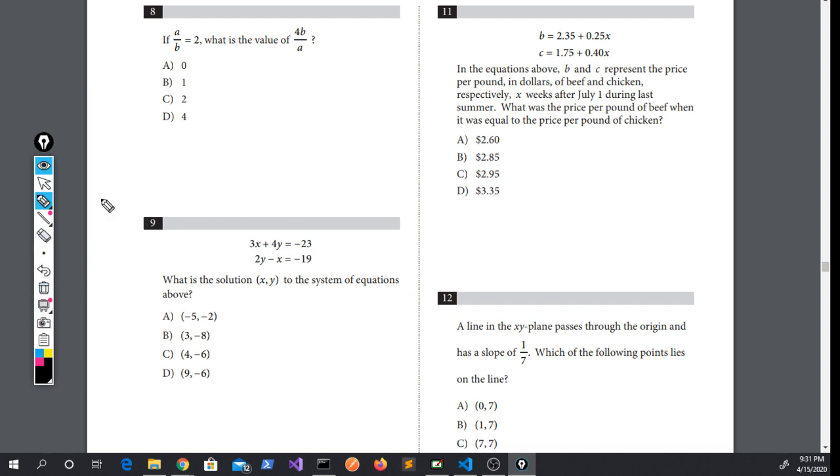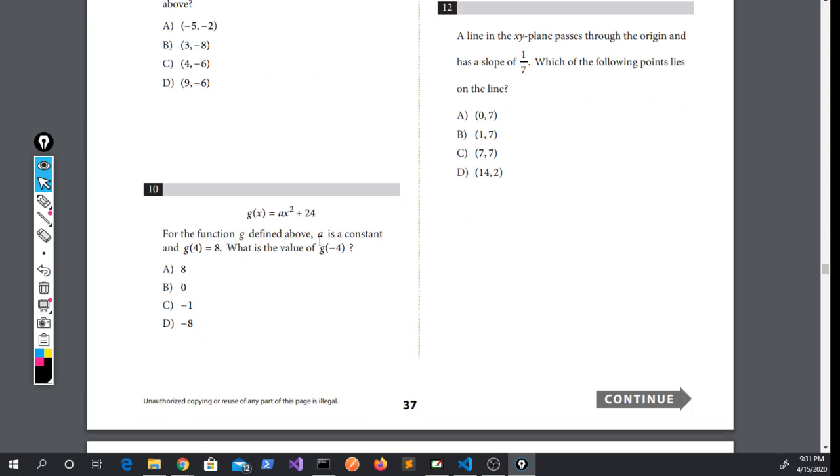Okay. Let's see. Alright, g of x. So if you're thinking that, oh, we have two equations, and I gotta solve for a, then you are wasting time. It's a waste of time to solve for a.